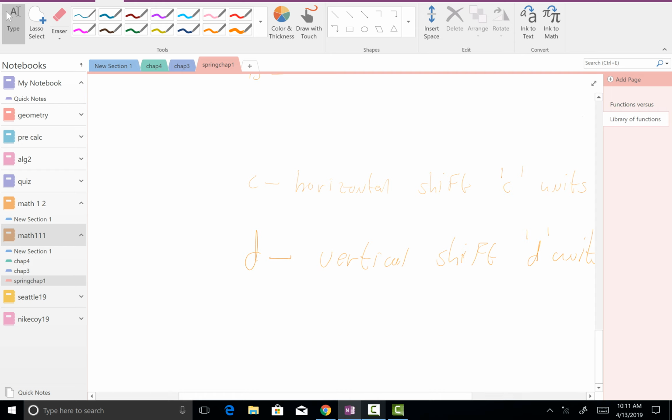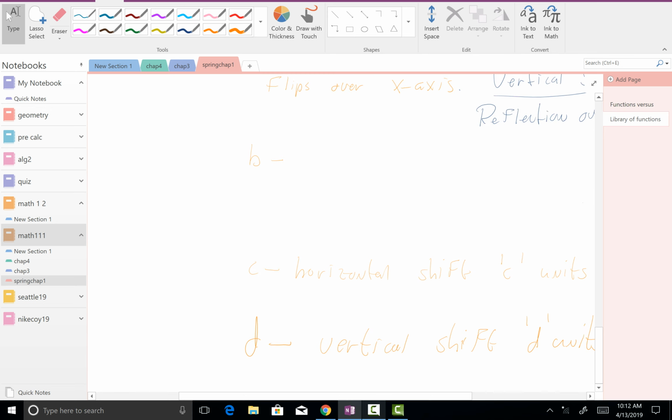And then, when it becomes negative, it's reflecting over the y-axis. But in a parabola, you would never be able to see that because it's symmetric. So you can't tell the difference. It just looks like it's the same thing as A. But that's what happens with a B.